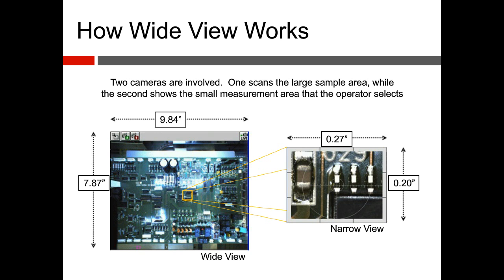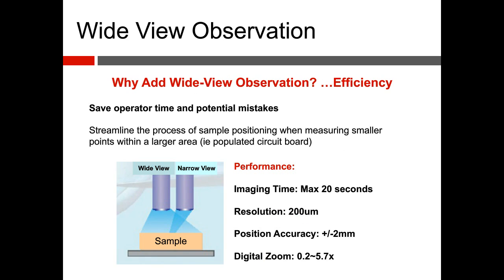Certainly common in circuit boards, as our example there shows, and it can also have application when you're working with jigs of multiple little pieces. Anything where you've got small areas to measure within a larger sample. And that benefit is efficiency. Again, it saves operator time and the potential mistakes of alignment, and it just streamlines the process as a whole.